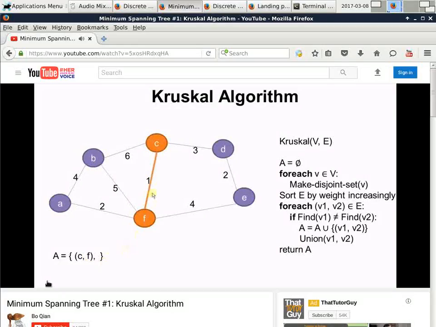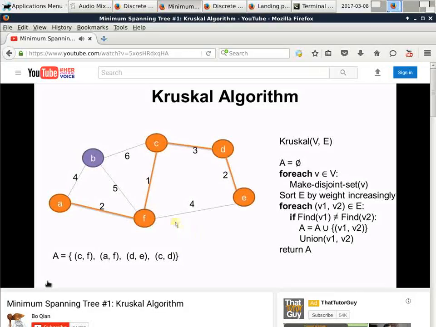The next one is AF, which has a weight of 2. Again, A and F do not belong to the same disjoint set, so merge them and push it into A. Next is DE. D and E do not belong to the same disjoint set, so merge and push to A. Next one is CD. Note that C and A belong to the same disjoint set, and D and E belong to the same disjoint set. So C and D do not belong to the same set. Again, merge them and push to A.